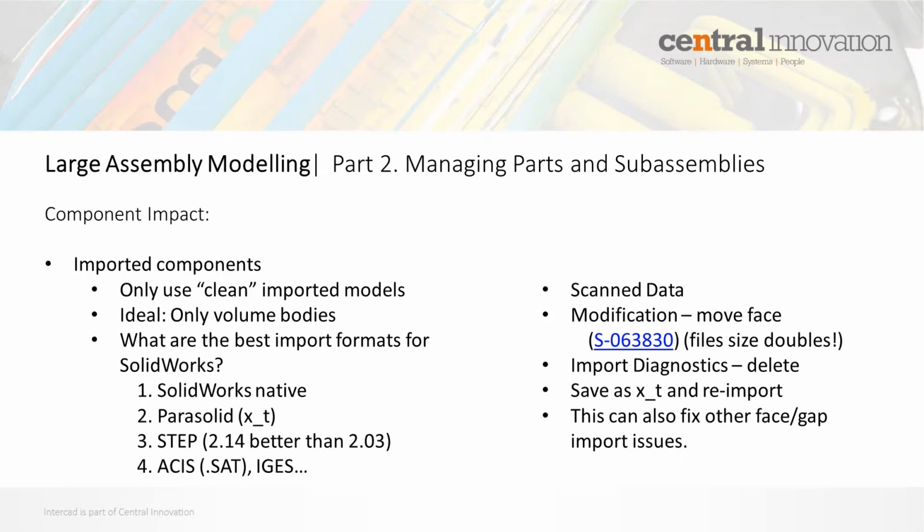What are the best import formats for SolidWorks? Obviously the SolidWorks native file format's the best to get. After that we prefer Parasolid because SolidWorks is built on that kernel. X_T is the file type. That's a text or ASCII based Parasolid. There's also a binary based one, but that doesn't tend to get used that much. After that step, and then ACIS and IGES. IGES is still common, but it's less desirable because its format is quite old. That standard hasn't been updated since about 1996.